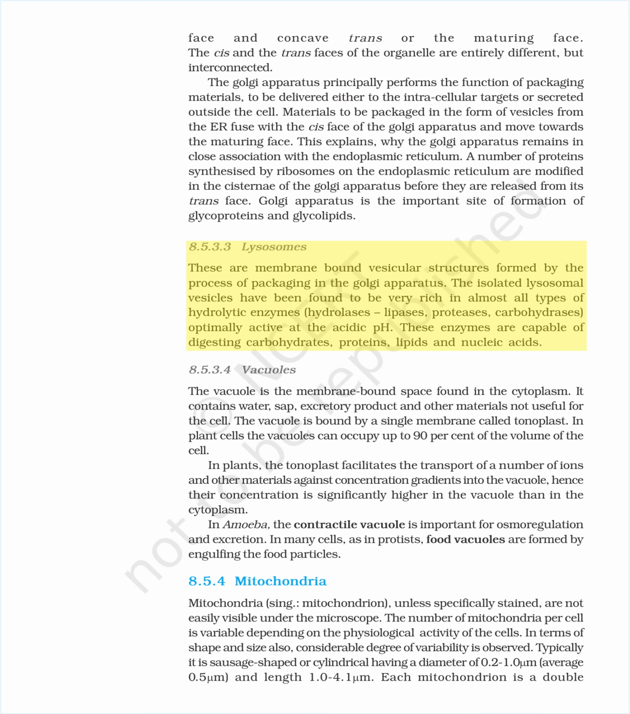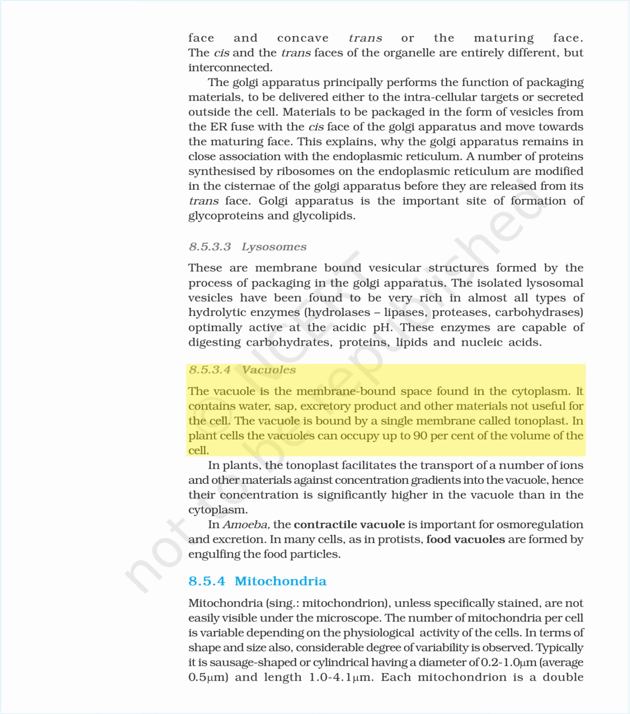8.5.3.3 Lysosomes. These are membrane-bound vesicular structures formed by the process of packaging in the Golgi apparatus. The isolated lysosomal vesicles have been found to be very rich in almost all types of hydrolytic enzymes, hydrolases, lipases, proteases, carbohydrases, optimally active at the acidic pH. These enzymes are capable of digesting carbohydrates, proteins, lipids, and nucleic acids.